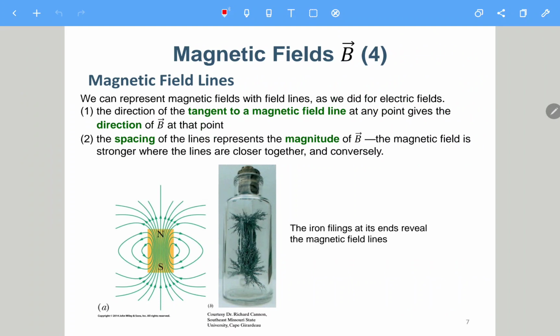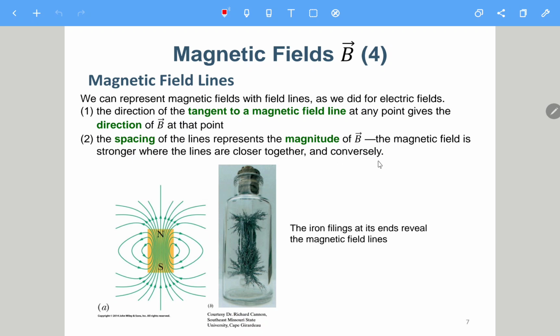Okay, so here we also talk about the magnetic field line, which is similar to the electric field line. It also has a characteristic: the direction of the tangent to the magnetic field line at any point gives the direction of B at that point. And the spacing of the lines represents the magnitude of B, so the magnetic field is stronger where the lines are closer together, and conversely.